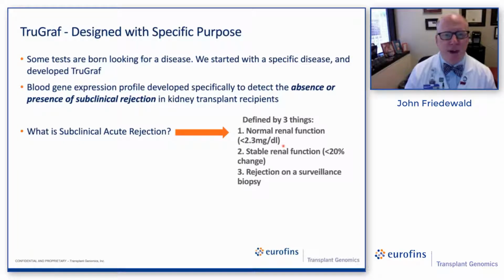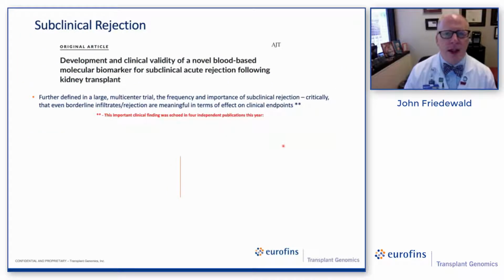Number two, stable renal function, defined by a change less than 20% from prior values. And number three, rejection on a surveillance biopsy done just to check the kidney for subclinical rejection. So those things define subclinical acute rejection. And we did a study to determine this. It was the CTOD8 clinical trial.